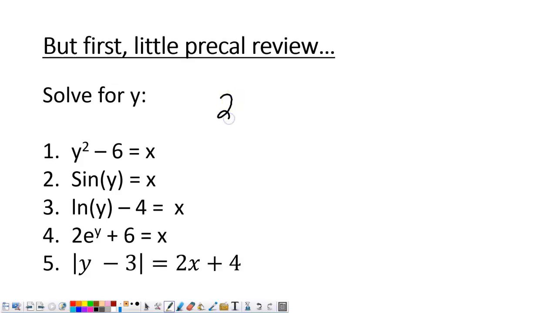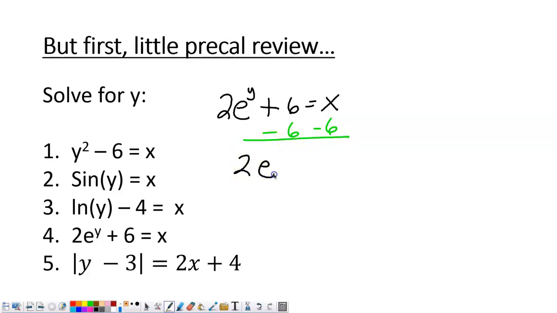Suppose I have 2 e to the y plus 6 equals x. What would I do to solve for y? Well, I would minus 6 first. Then what would I do? We divide by 2.